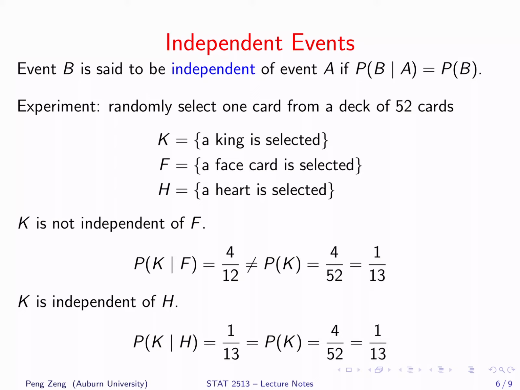Now let H be the event that a heart is selected. Probability of K given H equals 1 over 13 because there are 13 hearts and exactly one king of hearts. Probability of K is 4 over 52, or 1 over 13. Probability of K given H equals probability of K. By definition, K and H are independent.